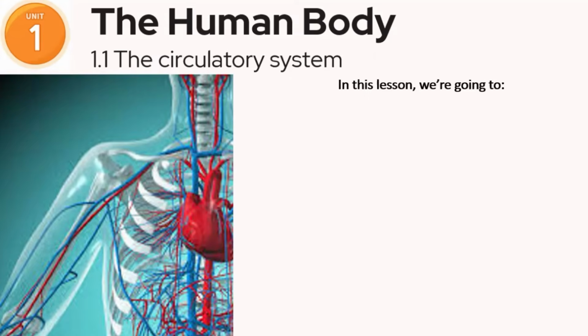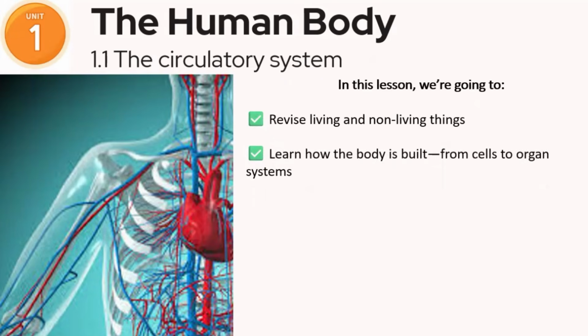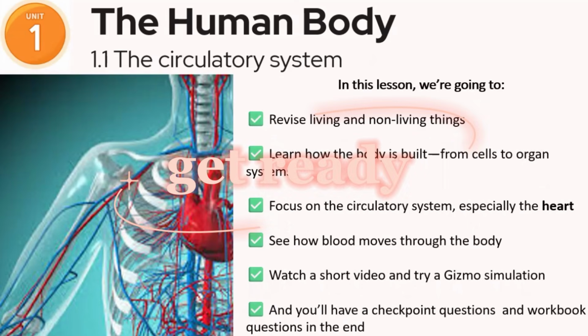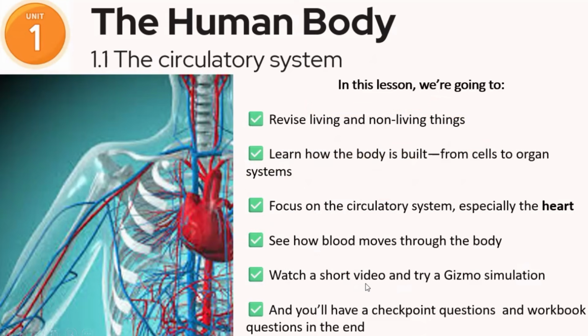Let's get started. Unit 1 in Science Class 6 Cambridge book is talking about the human body and learning how the body is built from the cells to organ systems and organisms. We will also focus on the circulatory system, especially the heart. We are going to see how the blood moves, and we are also going to use Gizmos, and in the end you will have checkpoint questions and also workbook questions.